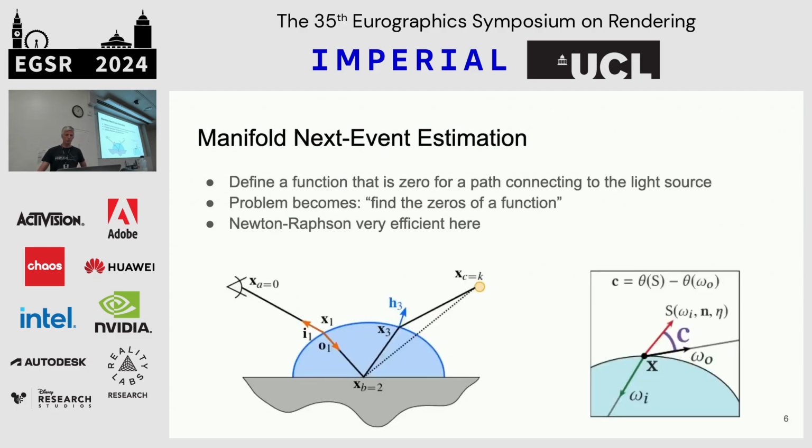And I'm not going to go into a deep explanation about all the previous research on manifold next event estimation. But the key idea is you go back to a problem you know how to solve. So you define a function such that for the zero of that function, you have a path that connects to the light source. And that can either be the half vector function, which you have on the left, or the angle in spherical coordinates between the reflected vector and the path connecting to the light source. Or it could even be another function we haven't found yet. Anyway, you're back to a problem you know how to solve, finding the zeros of a function. And the Newton-Raphson method is extremely efficient here.